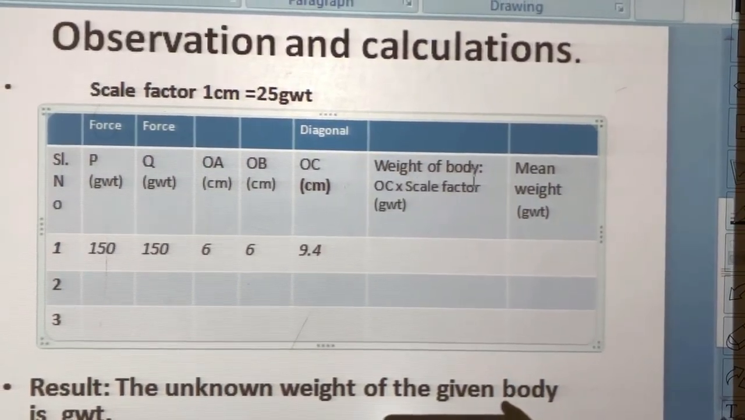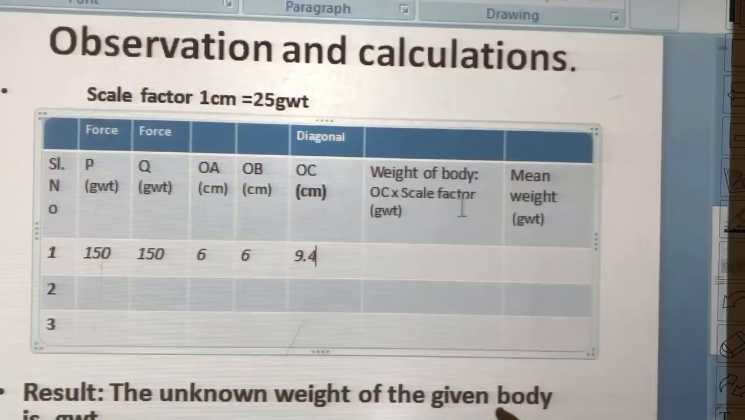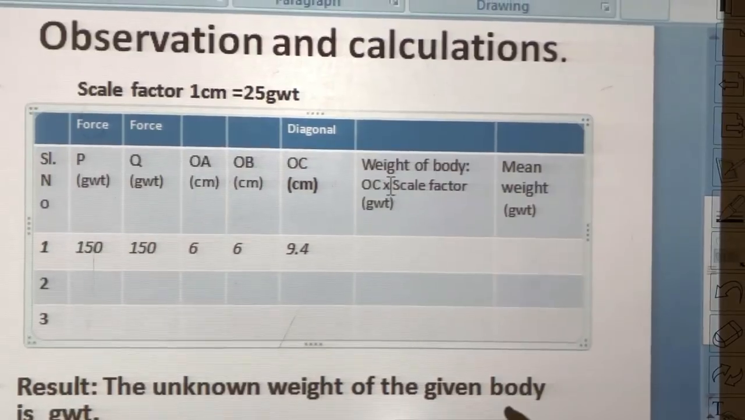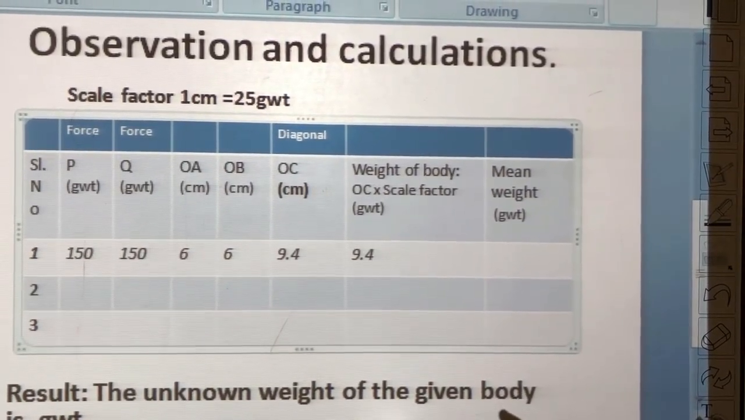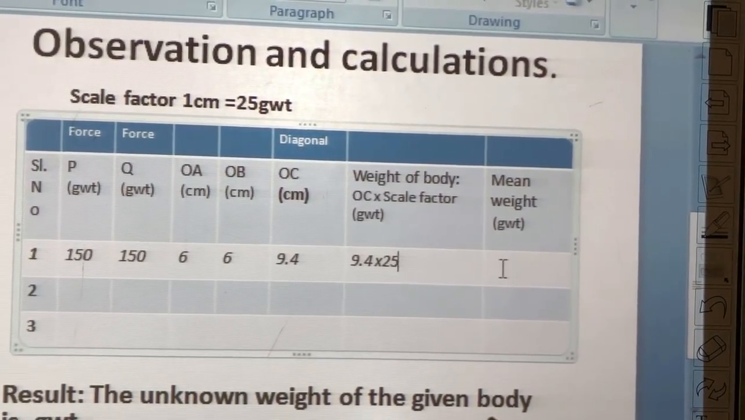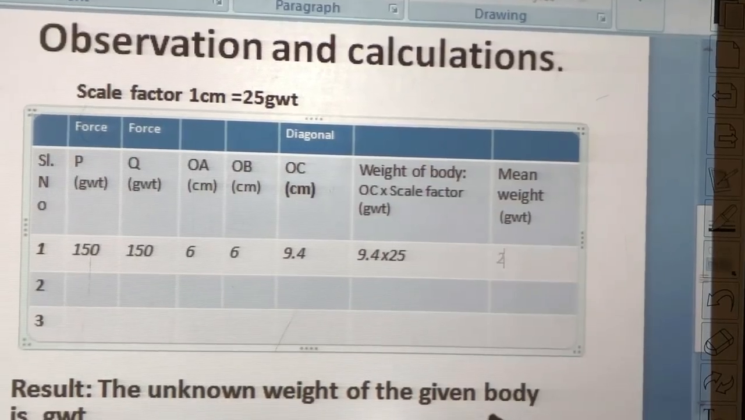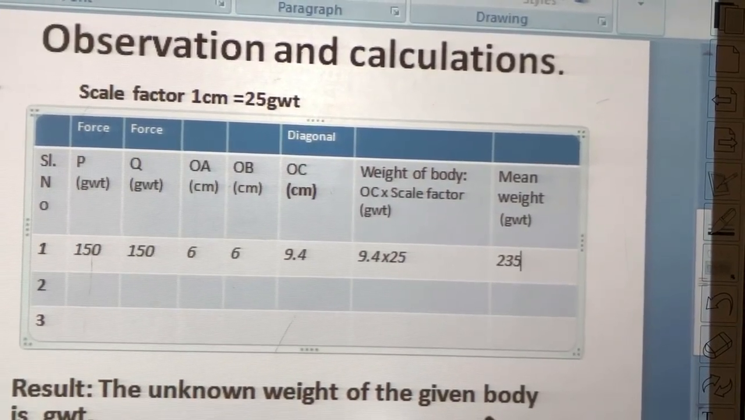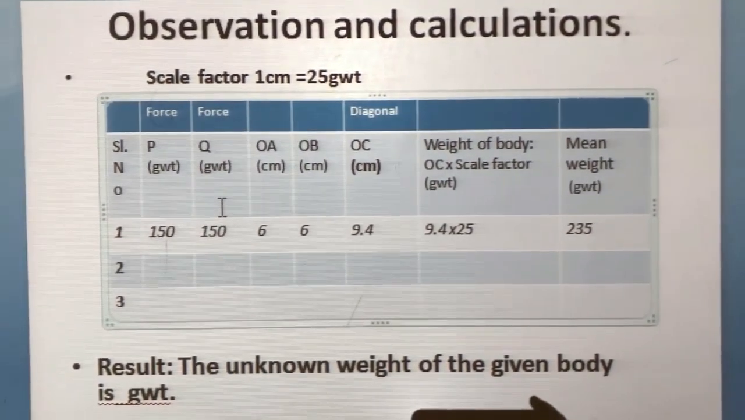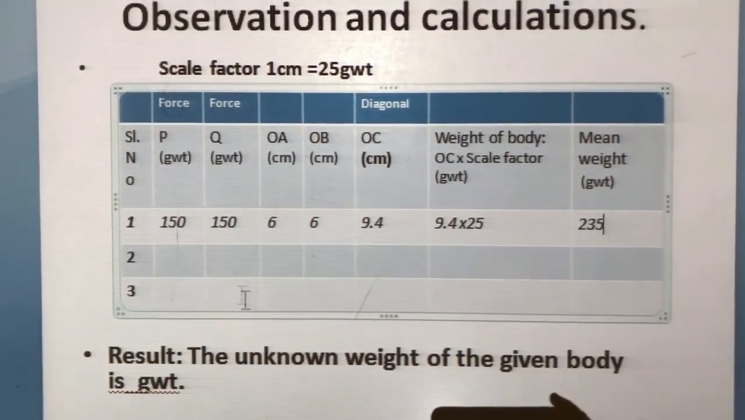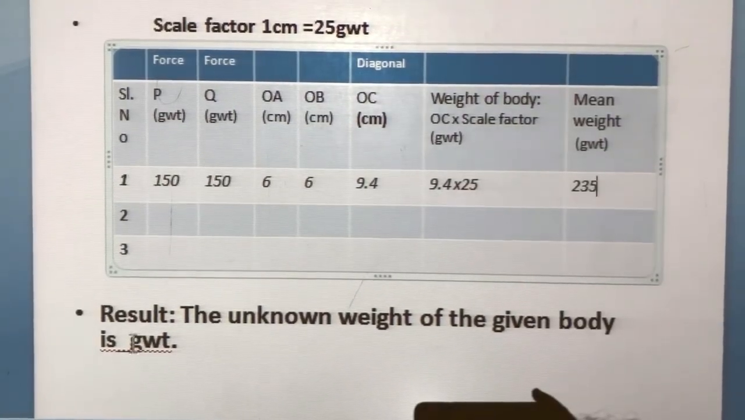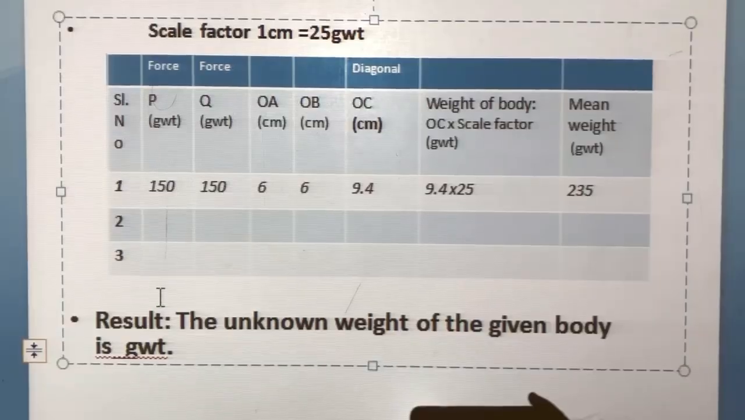So, to calculate the weight of the body, it is OC into scale factor. That is 9.4 into 25. So we get an answer of 235 gram weight. Similarly, we can record observations for the other two columns and then take the mean. So, for this example, we can say that the unknown weight of the given body is 235 gram weight.